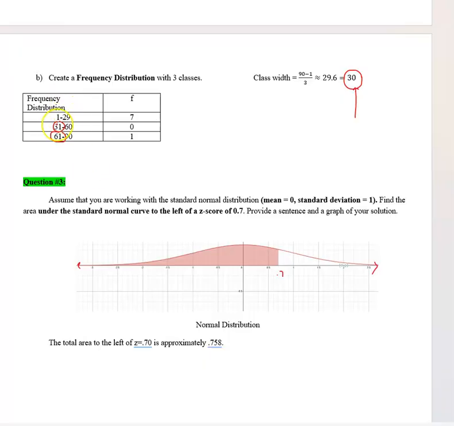So once you close the classes, because this goes to 31 after you add the 30, then you count how many values you have from 1 to 29. In this case, I'm counting 7. 31 to 60, there's nothing there. And then 61 to 90, there's only a single value there. So this is your frequency distribution.